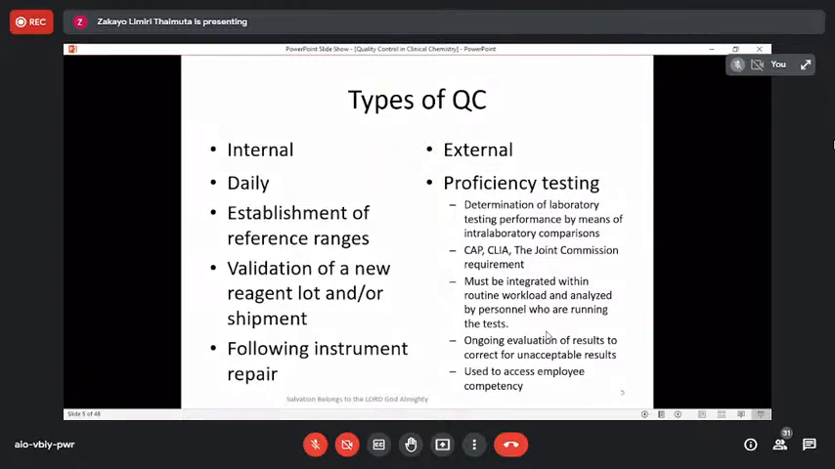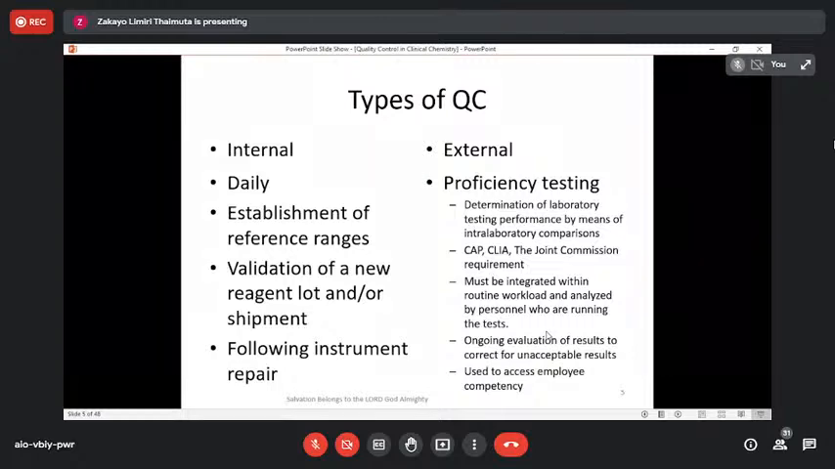When the instruments break down, again, you stop doing the patient testing, then you repair the machine. When you repair the machine, you want to see whether it is okay. You use the internal quality control, and you check if it is correct or it is going back to normal. So much about internal quality control.